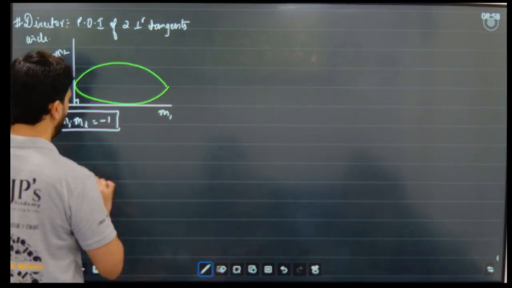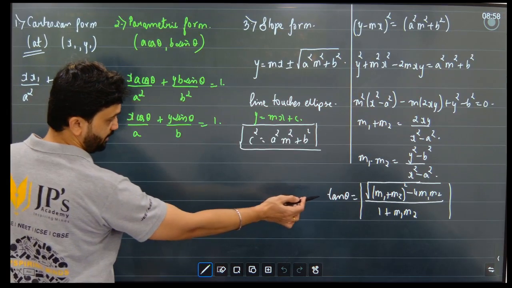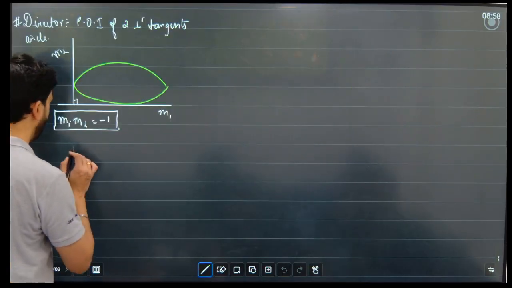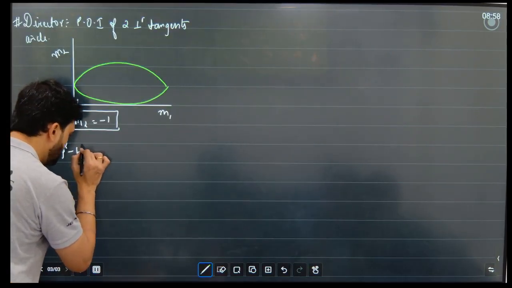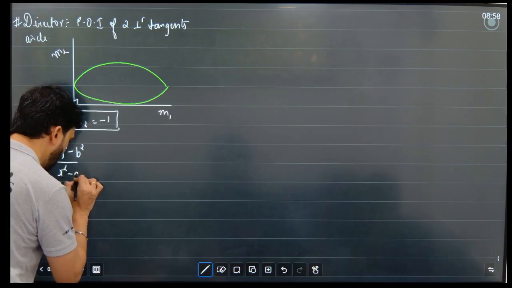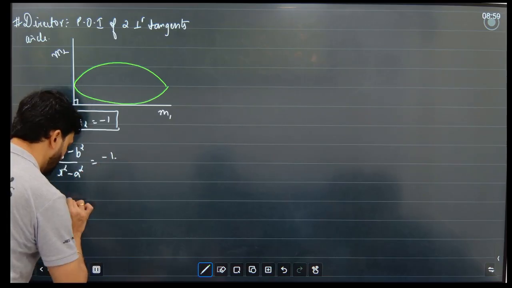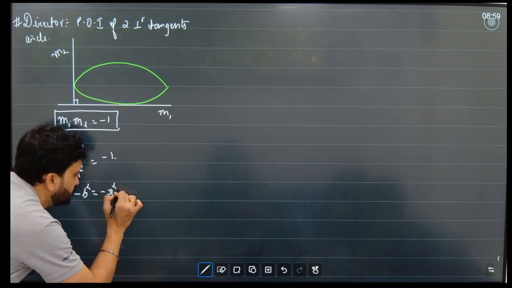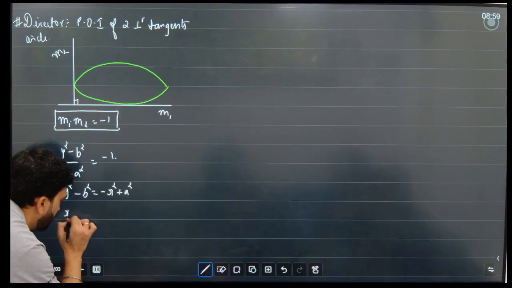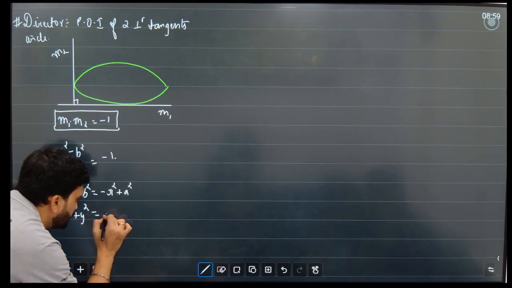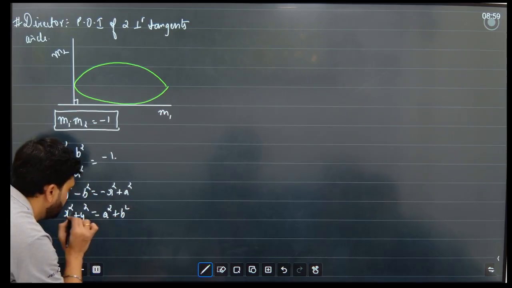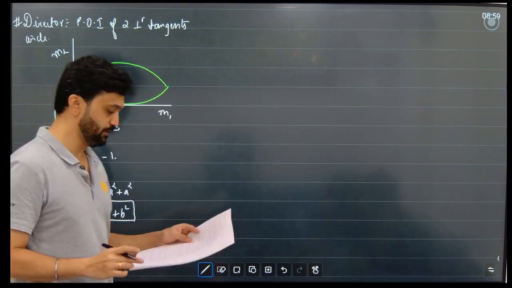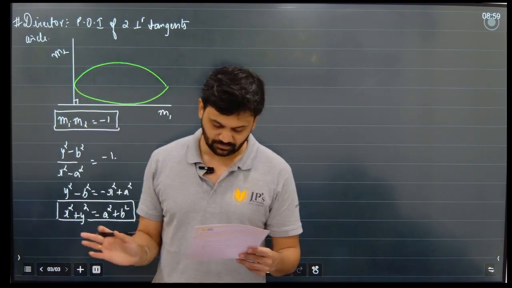And according to the previous condition, m1 into m2 I have got as y square minus b square upon x square minus a square. Therefore, I'll write y square minus b square upon x square minus a square is equal to minus 1. Therefore, y square minus b square is equal to minus x square plus a square. Therefore, I will get x square plus y square is equal to a square plus b square. That is the director circle.